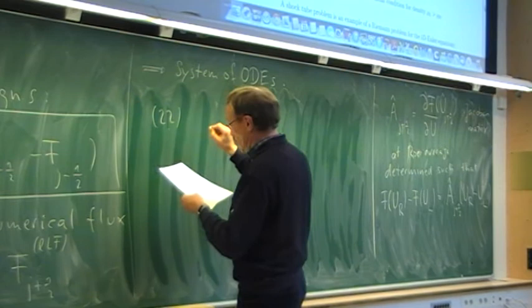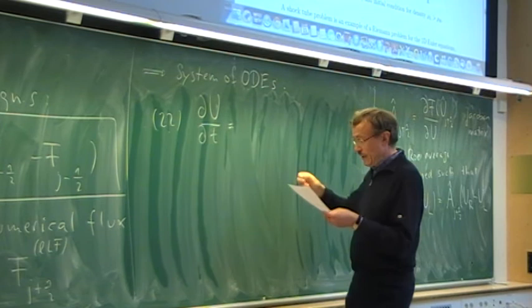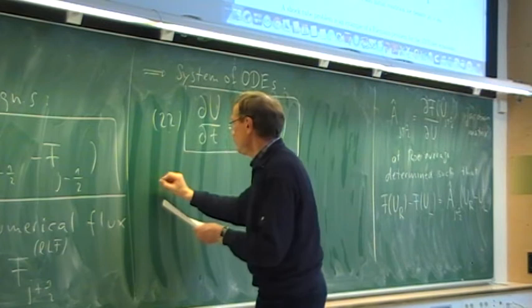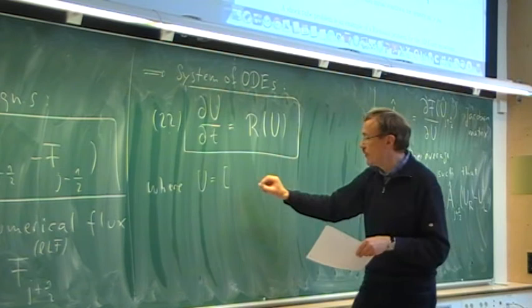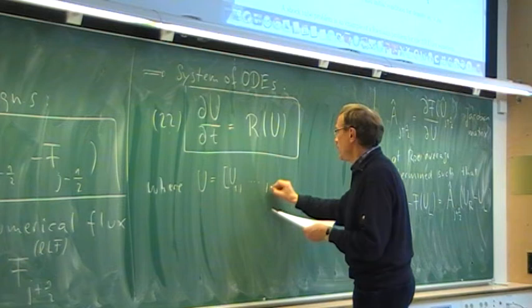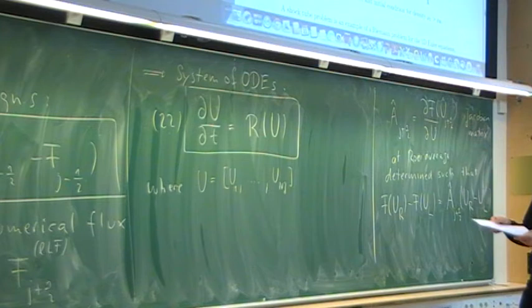The capital U is now the symbol for our unknown vectors at all the cells. And the right hand side, that is our residual. I'll define that the following way. You can, for example, define U as the unknown vector. So U_1 is then the vector of the conserved variables, rho, rho u, rho E, in the first cell. Then you have U_2 and so on, up to U_NJ. So you could put them in that way, and you would get a 3 by NJ matrix. That would be the vector of state of the conservative variables.